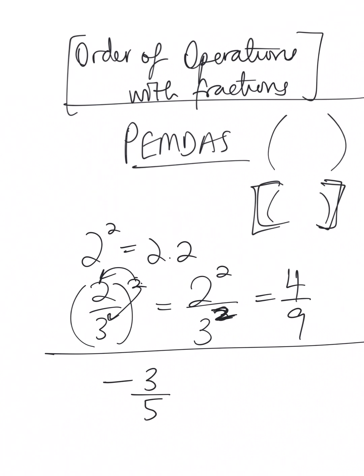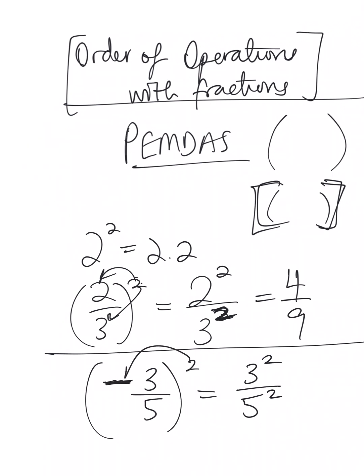If you have negative 3 over 5 and it's squared, then that negative, by the way, will become positive because the negative times the negative is positive. And then you have 3 squared divided by 5 squared. The squared is going to apply to that negative, and negative times the negative is a positive. So then 3 squared over 5 squared becomes 9 over 25. And that will be the answer to that particular problem.